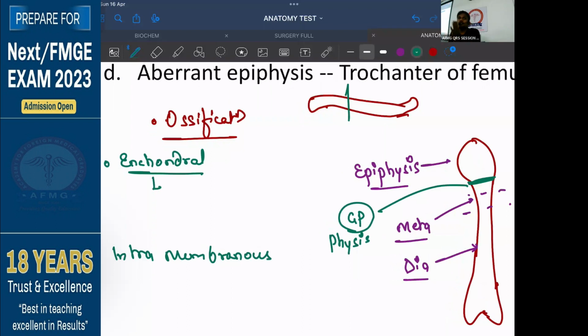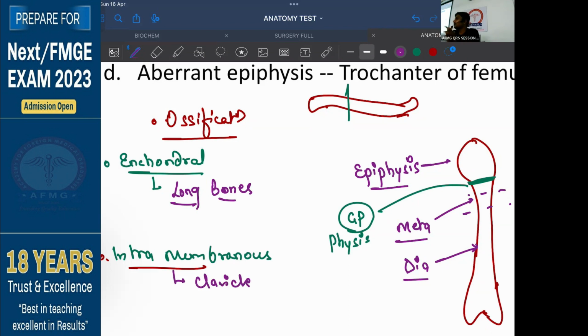So enchondral ossification is shown by which type of bones? Enchondral ossification is shown by long bones or flat bones in the body? So why did it need so much time? Enchondral ossification is shown by all the long bones inside the body except one. What will always be the exception? Clavicle. So though clavicle is a long bone, it ossifies within the membrane.